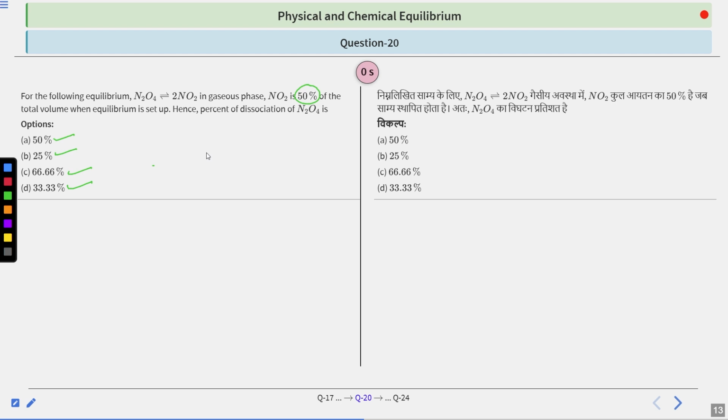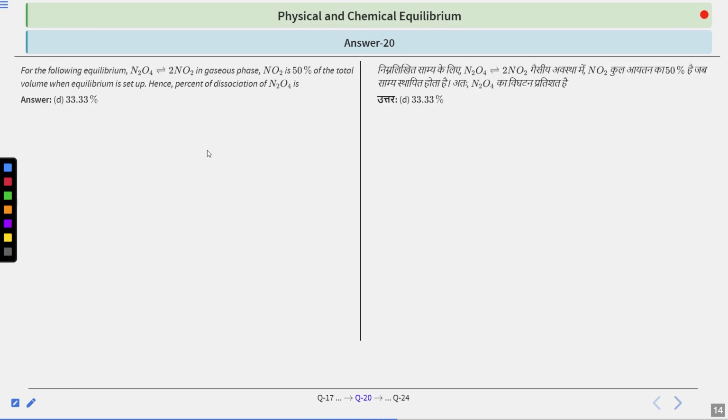Your time is up. For those who have solved it, the correct answer is D, 33.33%. So this was our initial equation.